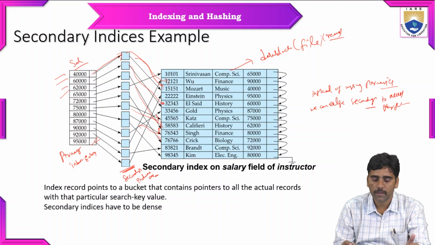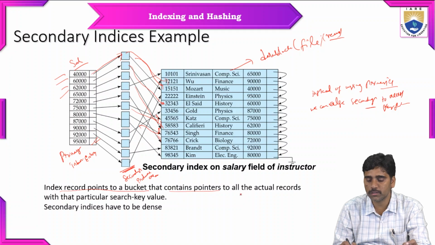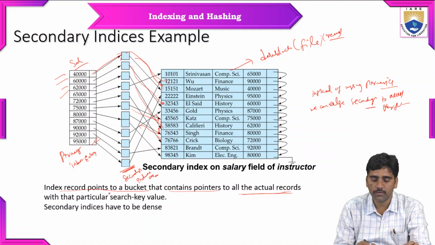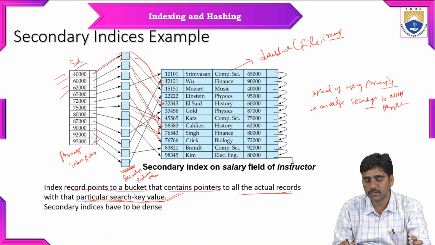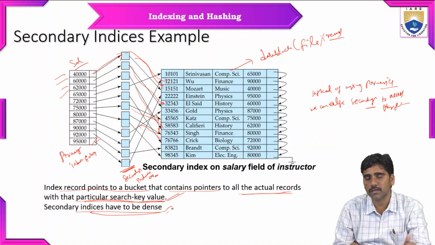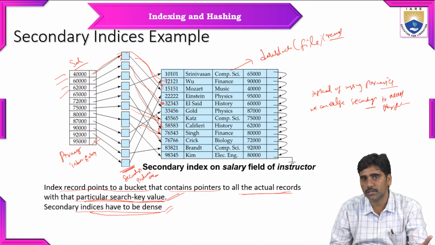So here, the index record points to a bucket that contains pointers to all the actual records with that particular search key value. And the secondary indices have to be dense indices. So all the secondary indices are to be dense indices. So that is all about secondary indices and primary indices.